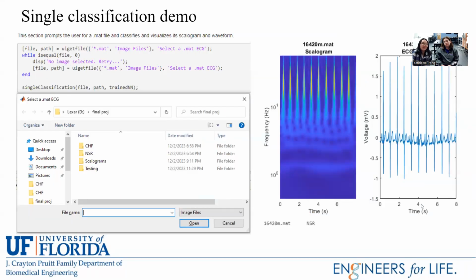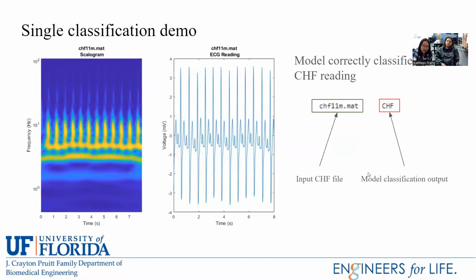Lastly, is our demo. So what the user gets to see is just selecting a .mat file. And after that, it will output a scalogram indicating which MAT file it chose, what the signal is that it converted from, as well as what the input file was and what the model classification was. And so here we indicate that it's able to do that correctly, and we'll do that live in a second.